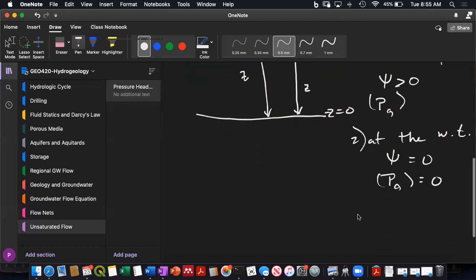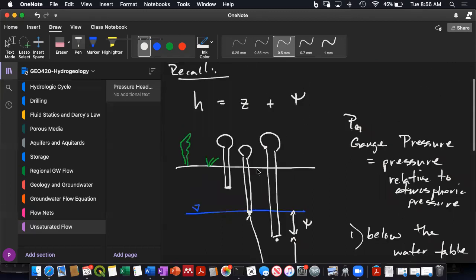Okay, now above the water table. Let's say I had some water inside a tube that I stuck down into the ground above the water table, but it's sealed at the top, right? So it's got this gauge and it's sealed at the top. Like a straw, you know, I pick a straw up out of a soda drink and then I stuck it into the ground.